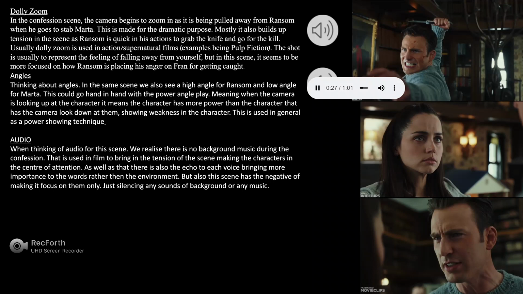This is genuinely used as a power technique in nearly every single film that you can see, where there is a play of somebody who has a higher stance and somebody who has a lower one.